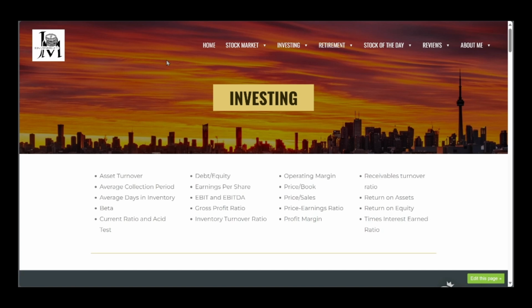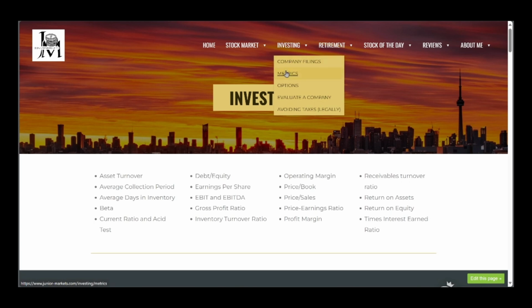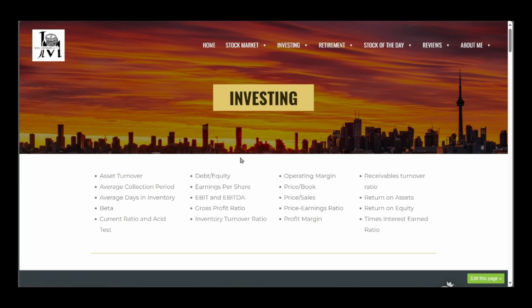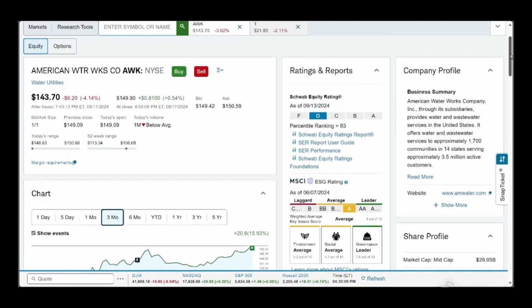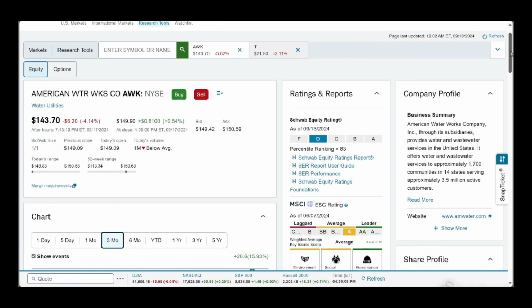So let's jump right in, and first we're going to be on my website, which under the investing tab, under metrics, are all of the things that we go over in this 3-part series. But we're going to hop on over to Charles Schwab's website, and for these dividend metrics we're going to use a company that I did a report on 3 months ago, posted on my website under Stock of the Day, and did a YouTube video for, American Waterworks.